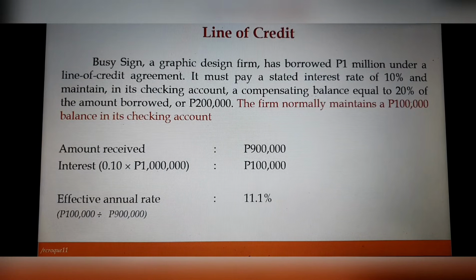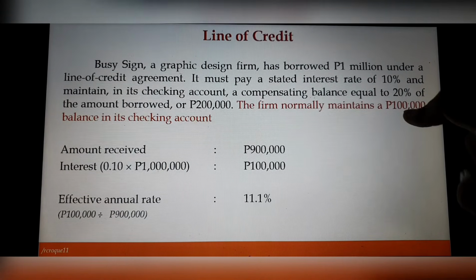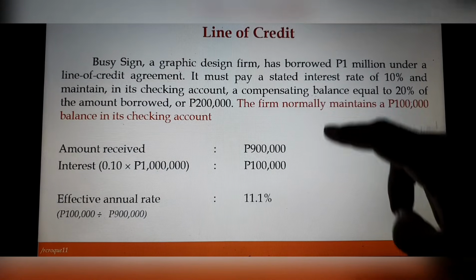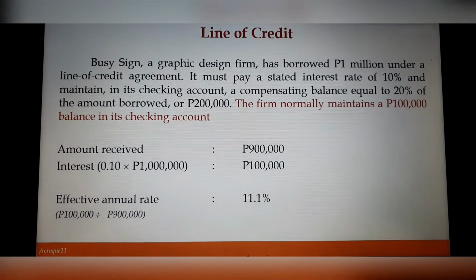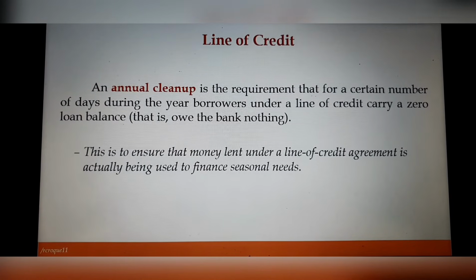So the only difference of this problem, meron kasing existing na compensating balance si business sign. So dadagdagan na lang niya. Therefore, the proceeds would be higher as compared to the earlier scenario. Okay, additional information, there is what they call annual cleanup. The requirement that for a certain number of days during the year, borrowers under a line of credit carry a zero loan balance. That is, as if the firm owes nothing kay bangko.